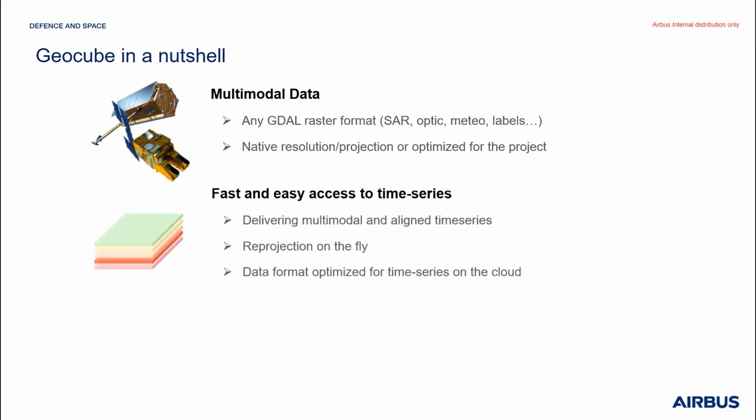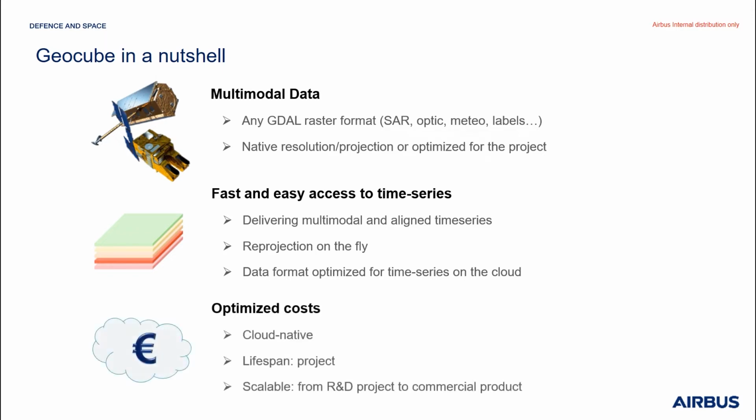The Geocube was designed to efficiently work with spatiotemporal data, delivering multimodal and aligned time series. It has the ability to reproject data on the fly, and it can use a special data format based on COG, optimized to deliver time series on the cloud. Finally, the Geocube is a scalable and distributed solution that can be hosted locally or on a distributed platform to answer multiple needs from commercial applications to more local R&D services.